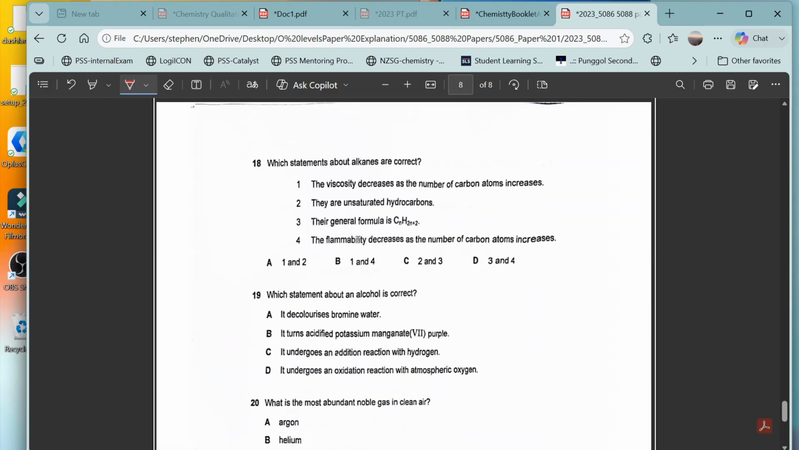Okay, 18. Alkanes. General formula, correct. Because they are unsaturated alkanes, no. Unsaturated means C to C double bond, right? So 2 is wrong. We're left with 1 and 4. I have to decide between 1 and 4. The viscosity decreases as the number of, oh, I think number 1 is wrong, and the fluidity, then this is correct. Why is number 1 wrong?